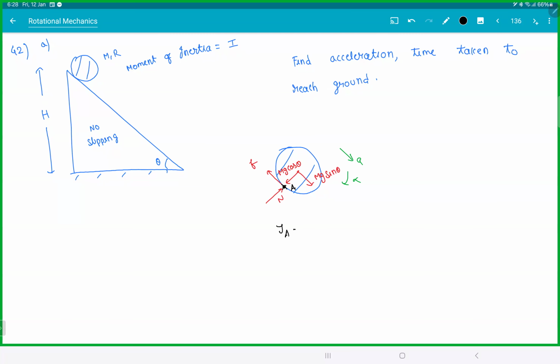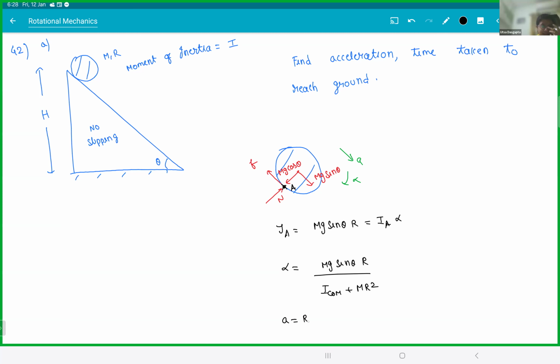So if you take torque about A, that would be mg sine theta into r is equal to I about A into alpha. So alpha would be mg sine theta r by I center of mass plus mr square.